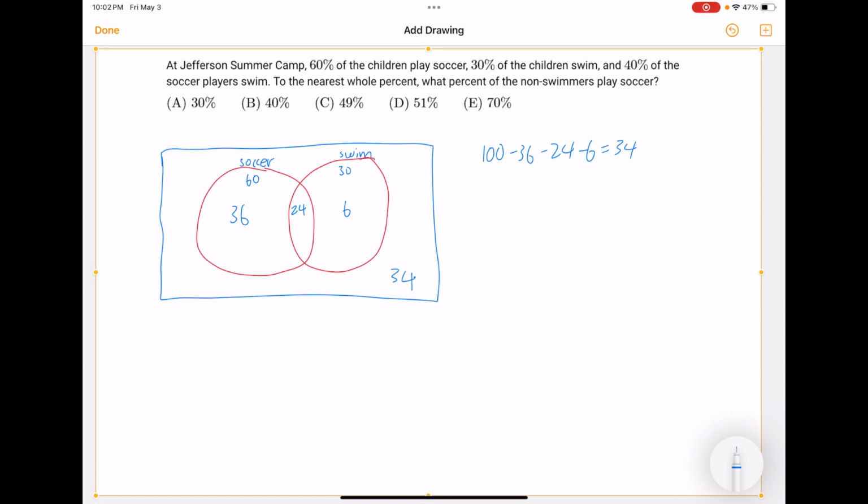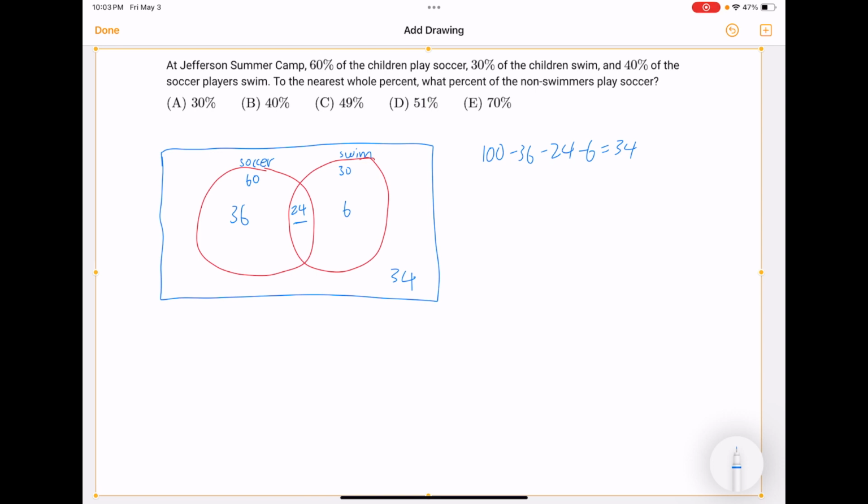Some people might confuse this and think, oh, if 60% of the children play soccer and 30% of the children swim, then wouldn't that give us 10% of the people that don't do anything? Well, actually, we see here that the 24 is contained in soccer, and it's also contained in swimming. So we're actually overcounting, and by drawing it out, we can avoid that. We have 36 people that just play soccer, 24 people that swim and play soccer, and 6 people that just swim.